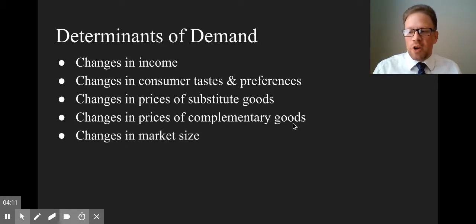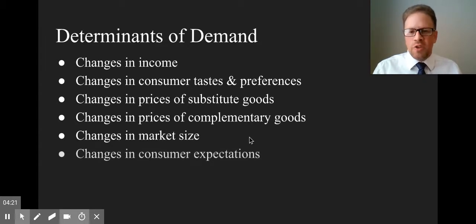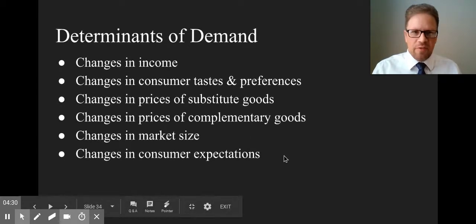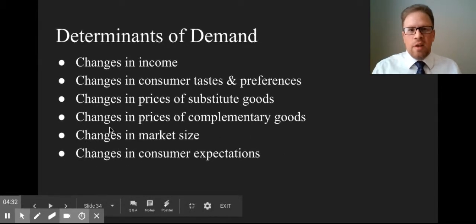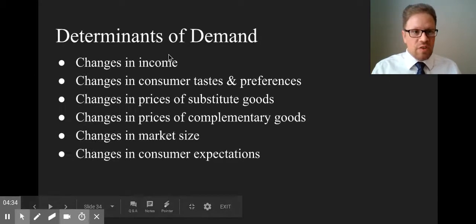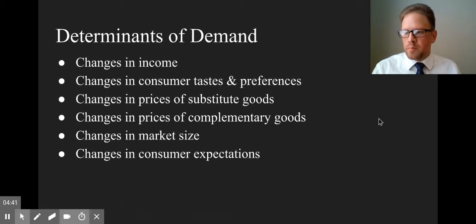Also, changes in market size. Markets that are growing in size usually will have more demand. Markets that are shrinking in size usually will have less demand. And also changes in consumer expectations. Sometimes consumers expect something will happen, and because of that expectation, they might behave differently. Now, I should point out, not everyone is affected the same by all of these. Again, we're not talking about all people. We're talking about most people and trends of people.